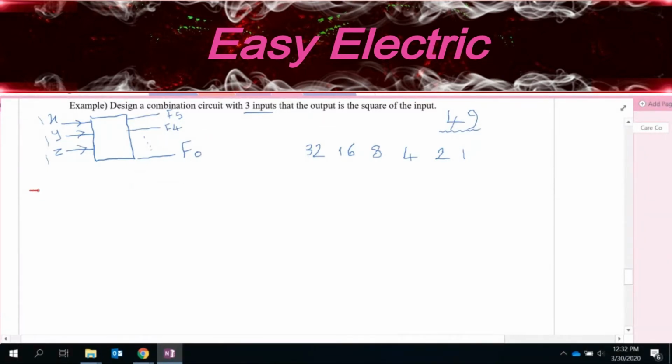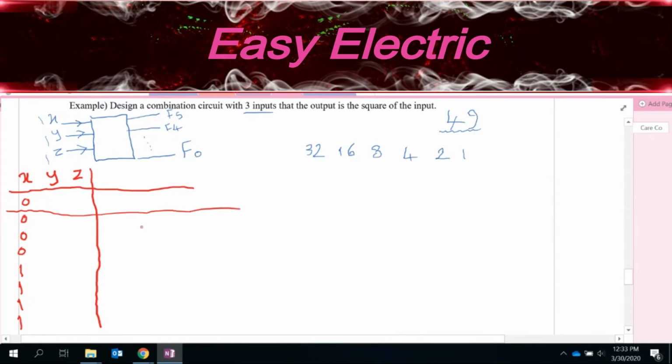So you put the truth table here. You say, okay, I have 3 inputs, X, Y, Z. So how many different bit patterns could I make? 2 to the power 3, which is 8. So 0, 0, 0, up to 1, 1, 1. You just make this like this.